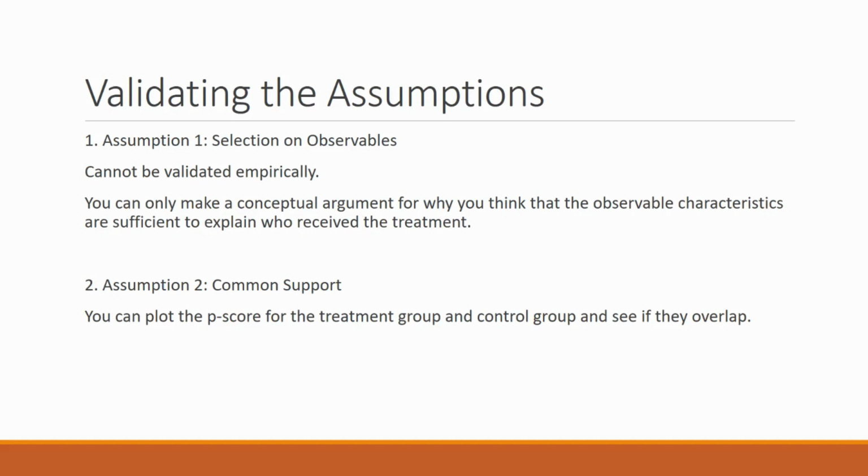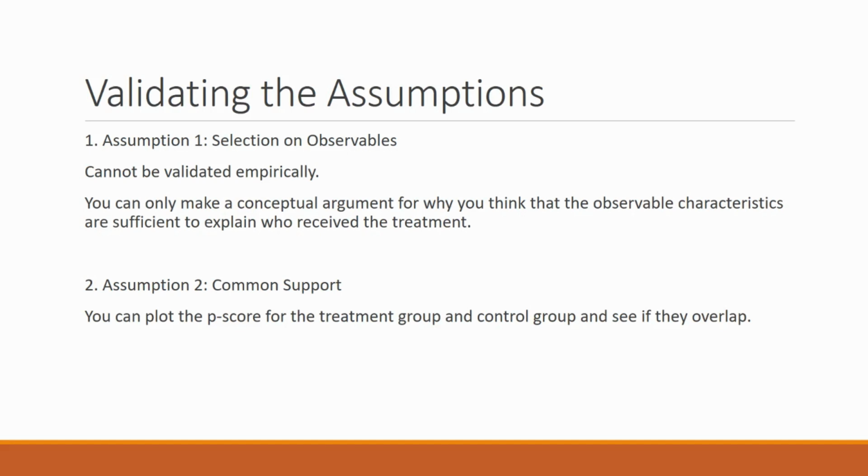So how do we do that for assumption number 1? Assumption number 1 is selection on observables. Okay, how do we do that? We cannot validate this assumption empirically. Now, I might dabble in speculating using the data in a minute when we get into Stata, but strictly speaking, we cannot validate this assumption empirically. We have to think. We have to make an argument for whether or not this assumption will hold.